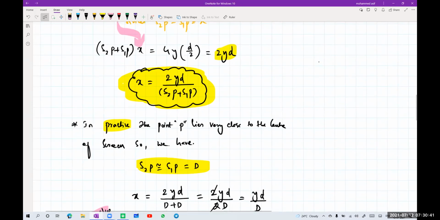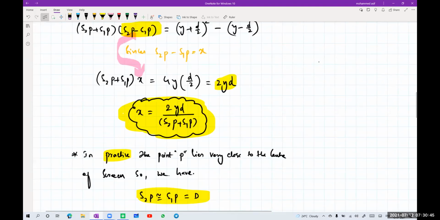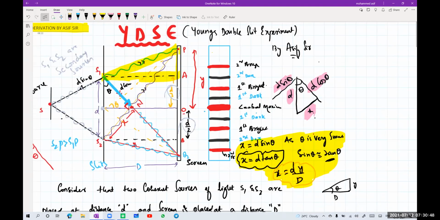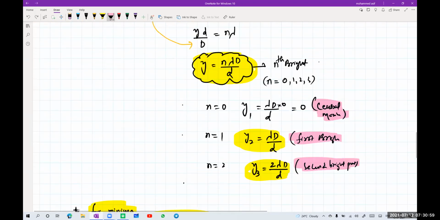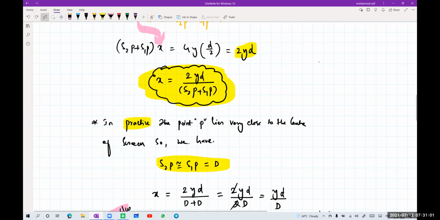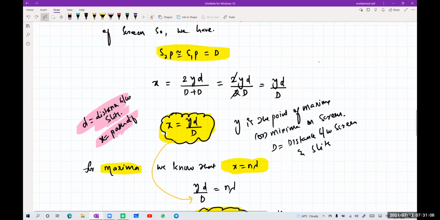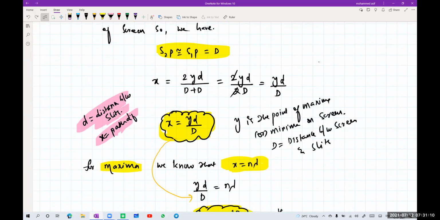So the path difference, how much am I getting? 2y into small d divided by S2P plus S1P. In practice, the point P is very, very close, so the angle is almost the same. That means S2P is equal to S1P, and that is equal to capital D. So if I take the two values to be D and simplify, we get the path difference formula as x = y into small d divided by capital D.